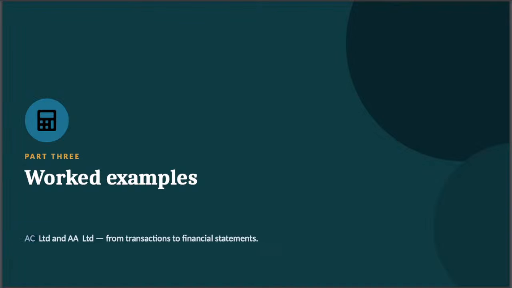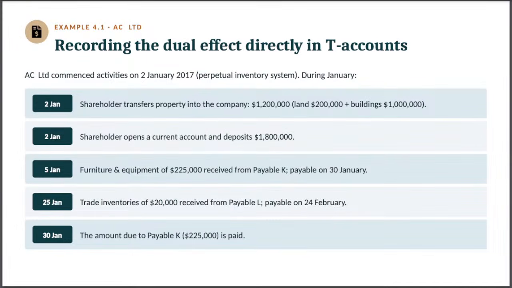For part 3, we have AC Ltd and AA Ltd, from transactions to financial statements. So hold on for this ride here. All right, we got through the dry part. This one's fun. Recording the dual effect directly in T accounts. AC Ltd commenced activities on the 2nd of January 2017, perpetual inventory system.